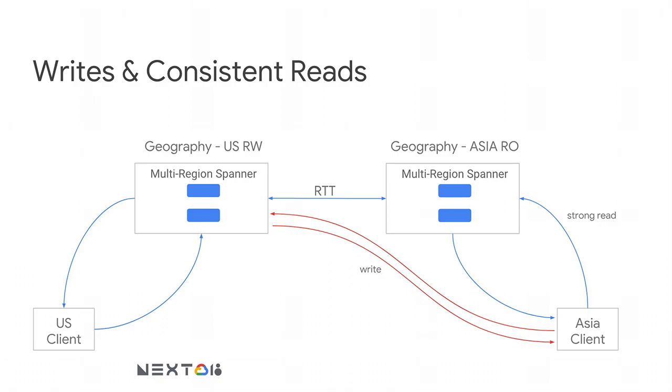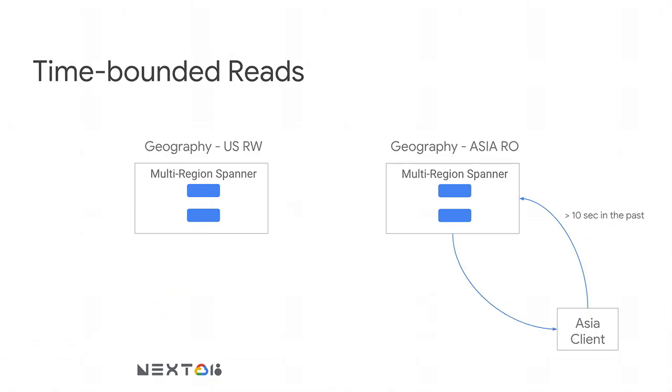Now, if you have a write, we don't go to the read-only region. We go directly to the read-write region, to where the splits live in the read-write regions. If a US client comes in, it's pretty much the same as you have for a regional instance. If you have time-bounded reads, again, you go to your read-only region. If it is within the bound that you have that data already, you can just serve it without even consulting your read-write region.